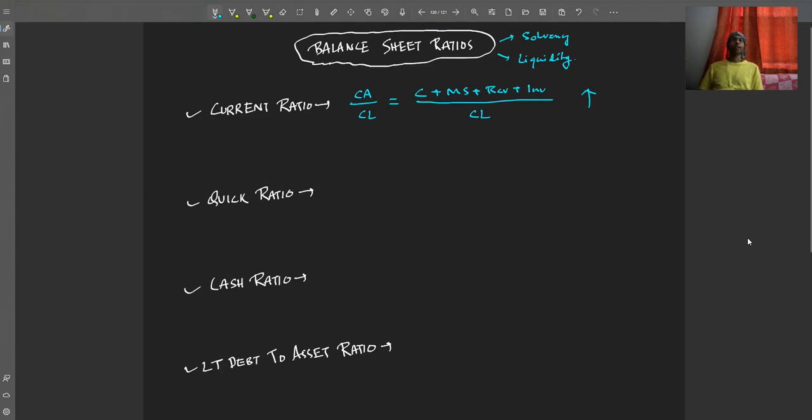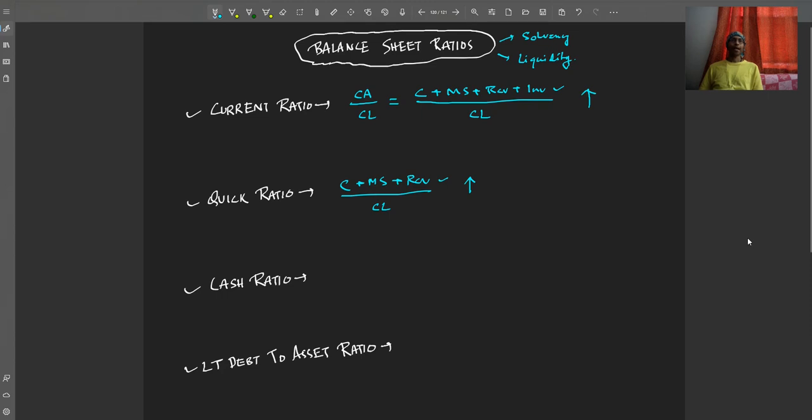Then we have the quick ratio. Quick ratio is cash and cash equivalents plus marketable securities plus receivables divided by current liabilities. So we have not used the inventory in this case. So we have made this ratio a little bit more liquidity centric, a little bit more conservative in terms of its measurement. Obviously, we want this number also to be high.